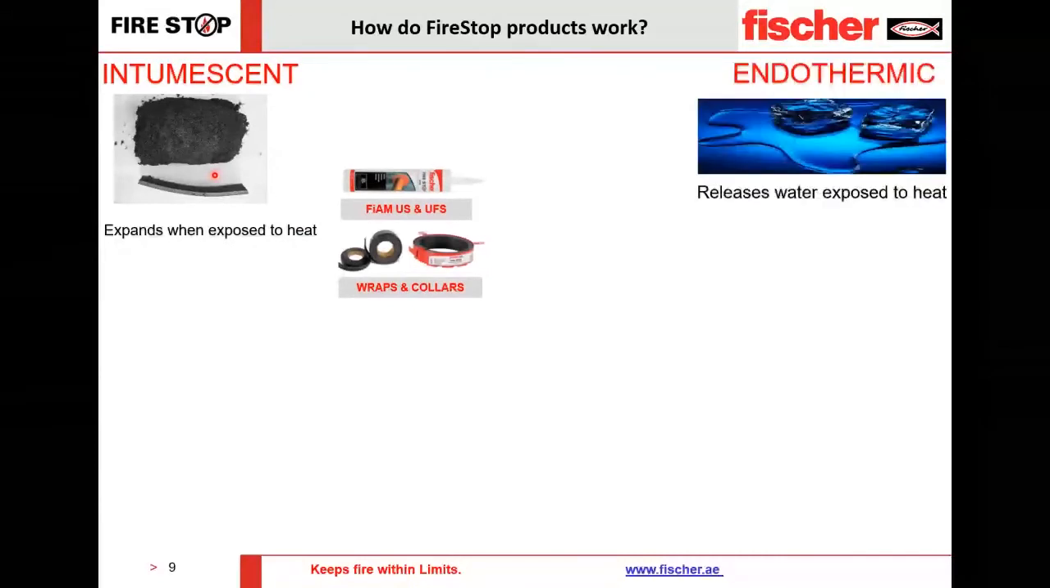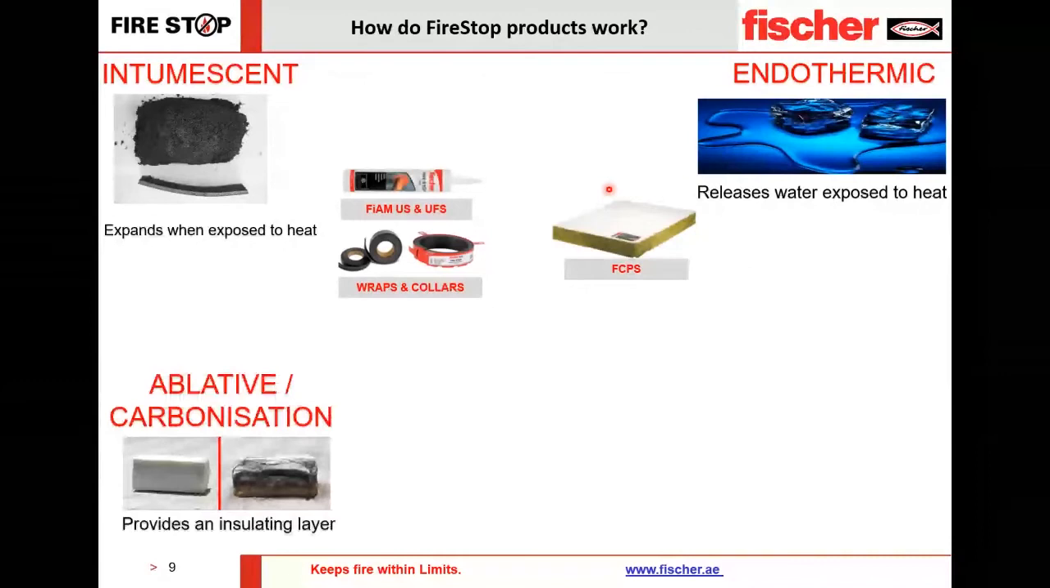Similarly, the second type is endothermic. We have a product called FCPS, which is coated with an endothermic coating. What this coating does is, when it is exposed to flames, it releases water, thereby cooling down the environment at that particular location and preventing the passage of flame, gases and heat through itself, thereby ensuring the compartmentation is met.